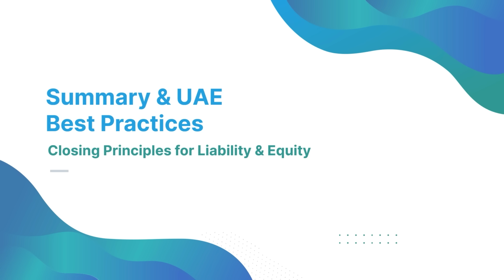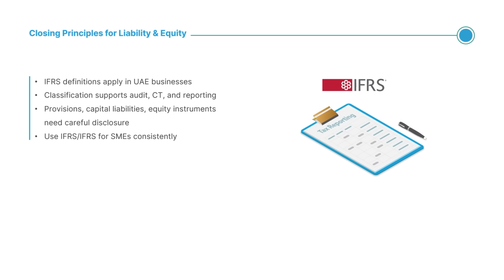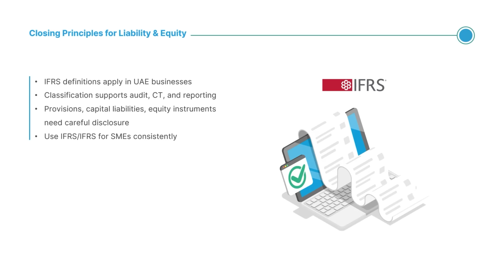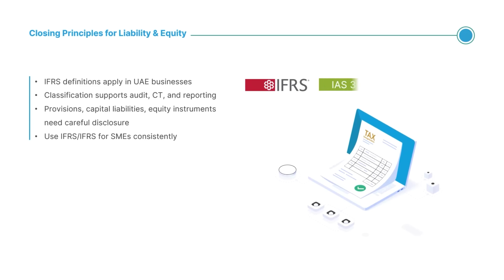In summary, UAE companies must apply IFRS definitions to liabilities and equity, as required by law. The classification of a loan versus equity impacts not only financial reporting, but also tax reporting and audit readiness. Always ensure provisions, capital liabilities, and complex instruments are disclosed transparently. For example, a simple loan repayment is debit loan payable, credit cash, but failing to classify that loan correctly as a liability instead of equity could distort both financial ratios and tax compliance. Consistency in applying IFRS or IFRS for SMEs is essential to maintain comparability and credibility.